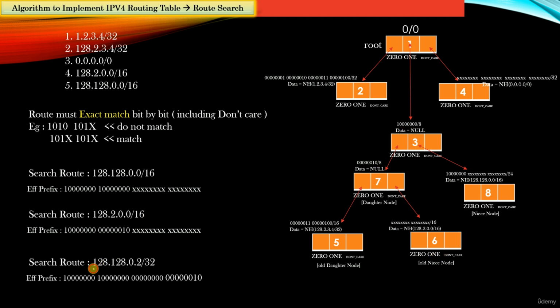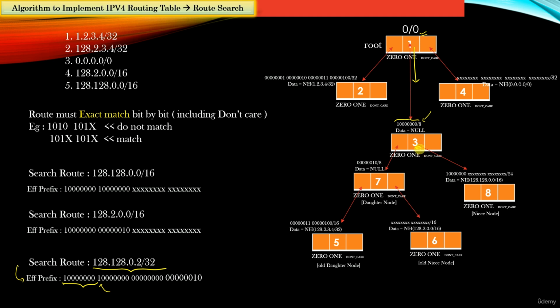Similarly, if I want to search the route 128.128.0.2/32, then again compute the effective prefix of this route and start your search from the root node of the mtrie. Since the first bit of this prefix is 1, I will take a path along the 1th child of the root node and I will land at node number 3, whose prefix length is 8. So I am going to compare the 8 bits of the input effective prefix with the 8 bits of the current node, which match.